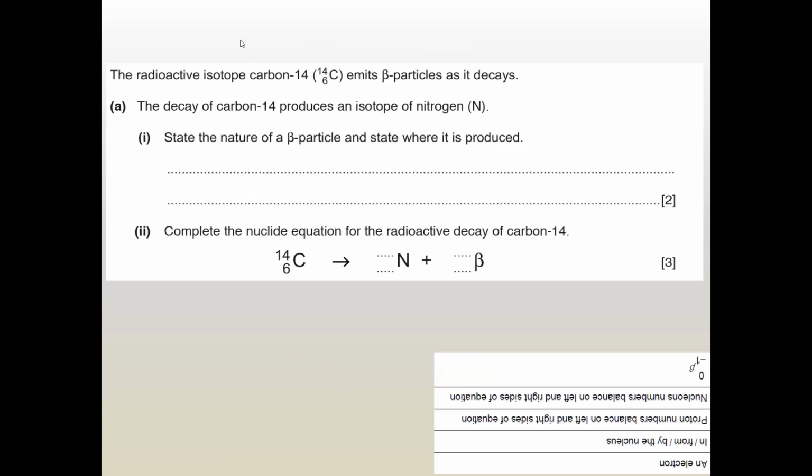So the radioactive isotope carbon-14 emits a beta particle as it decays. The decay of carbon-14 produces nitrogen. State the nature of a beta particle and state where it is produced. So what is the nature of the beta particle? Beta particles are electrons, and all the sources of these radiations, alpha, beta and gamma, are produced from the nucleus.